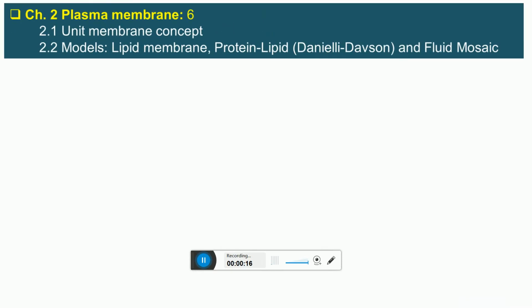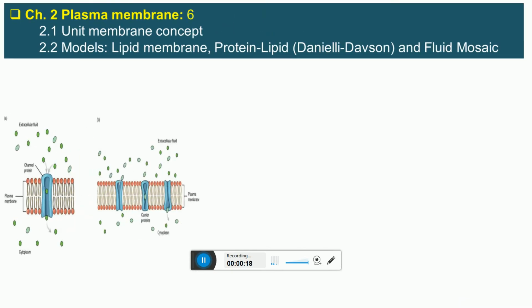In this lecture we are going to see the plasma membrane: the unit membrane concept, the models, lipid membrane, protein-lipid, that is the Danielli-Davson model, and the fluid mosaic model.